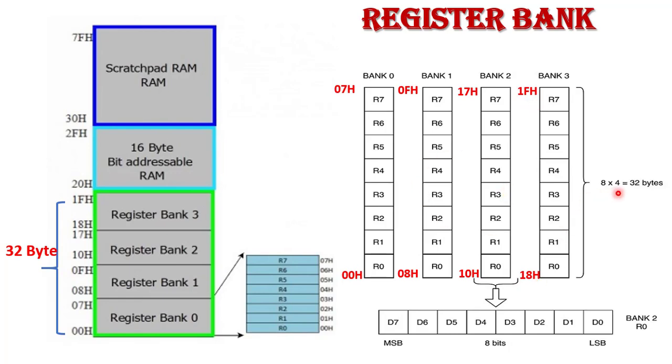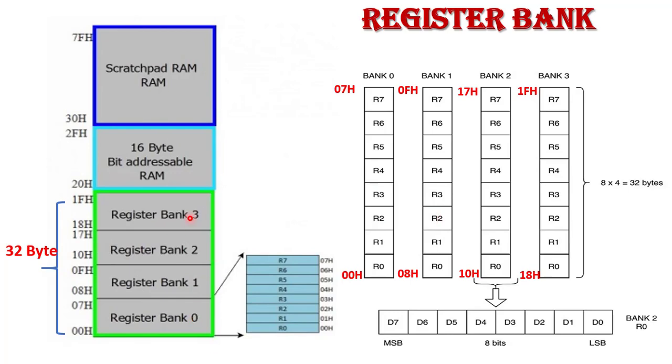So we have 4 banks, bank 0, bank 1, bank 2, bank 3, each bank having 8 registers. So the total number of bytes is 32, and we can say that the register bank area has 32 bytes. Every register, that is R0, R1, and so on, has 8 bits from D0 to D7. All the registers are byte addressable registers. Byte addressable means we can access a complete byte of the register, and data transfer from one register bank to another register bank is not possible.